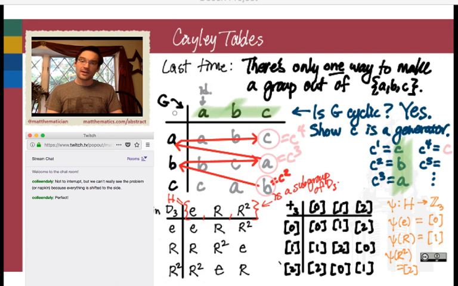So the greatest thing about a Cayley table is that it tells you everything about the group. It means that you never have to do any concrete calculations in that group anymore, because the Cayley table has all the products already inside. And so this is really, really great. When you have a Cayley table, it's amazing.